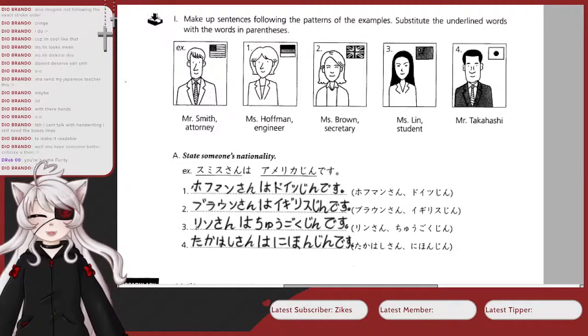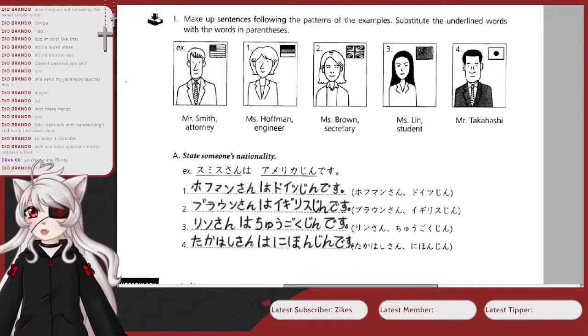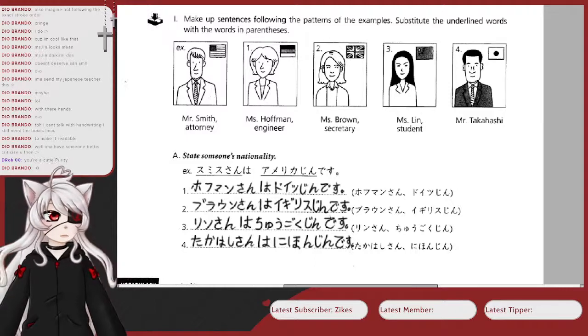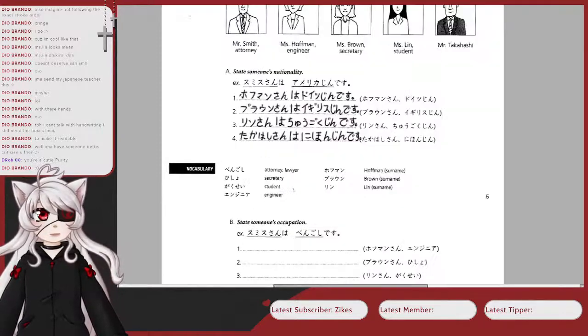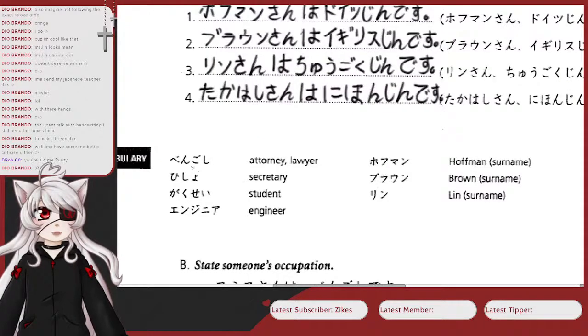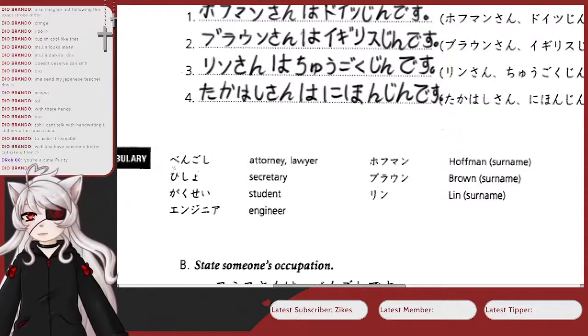Then we got Rin-san wa Chugokujin desu. And Takahashi-san wa Nihonjin desu. And here we've got, so, oh god, this is really small writing.